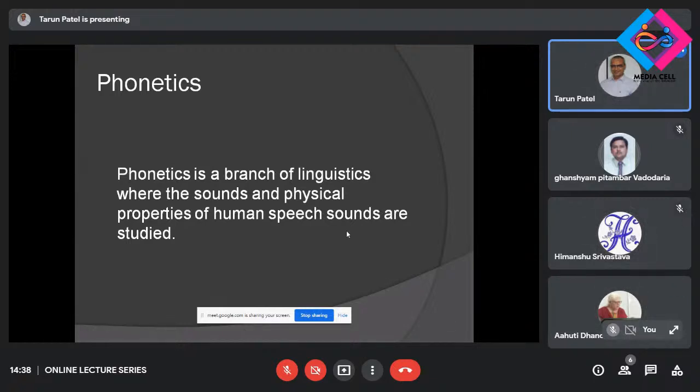All right. So, as we see here, it's a branch of linguistics where we study sounds and the physical properties. When I say physical properties, I'm talking about the organs that are there inside our mouth. For example, our tongue, our teeth, the different layers of our mouth, and most importantly, our lips that we use to pronounce different sounds.